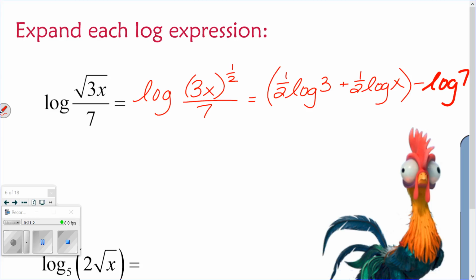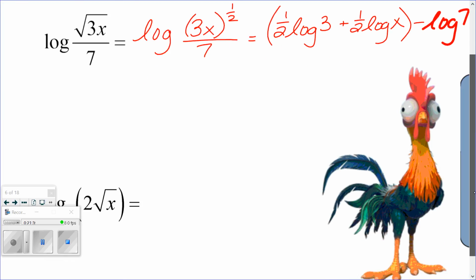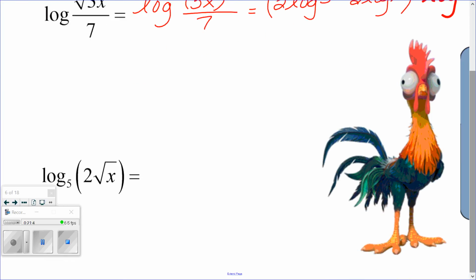All right. How are we doing? Does that make sense? The half had to go for both the 3 and the x. I had to have parentheses to keep the whole thing grouped as the top. All right, so take a look at the next one on here. Log base 5 of 2 radical x. Take a minute, give it a try. All right, guys, what did we come up with here? What's the first thing I should rewrite?